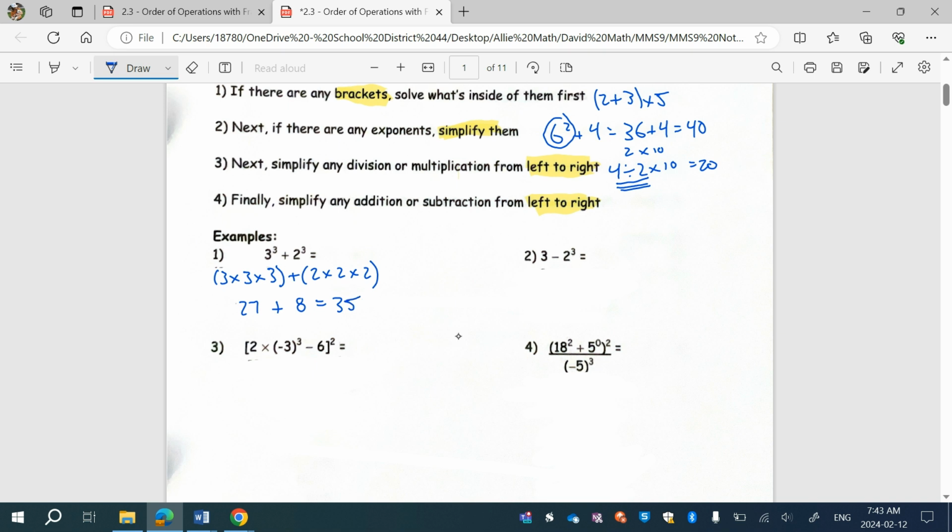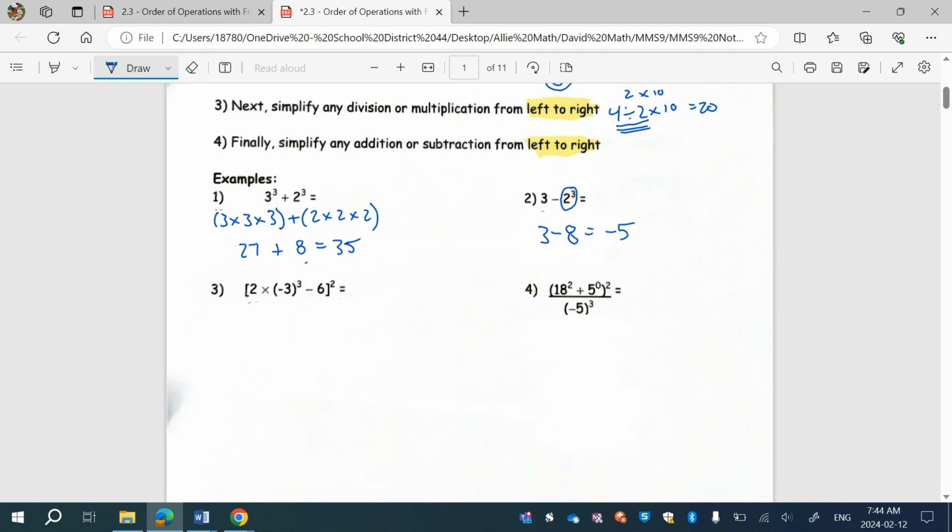Next, we have a number being subtracted by a power, so let's solve this power first. 3 minus 2 times 2 times 2, we just figured out over here, is 8. 3 minus 8 is going to be negative 5. We're taking away more than we have.